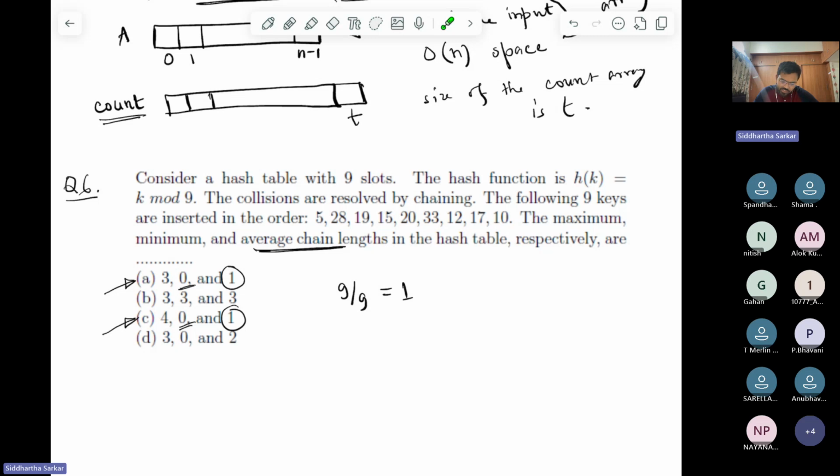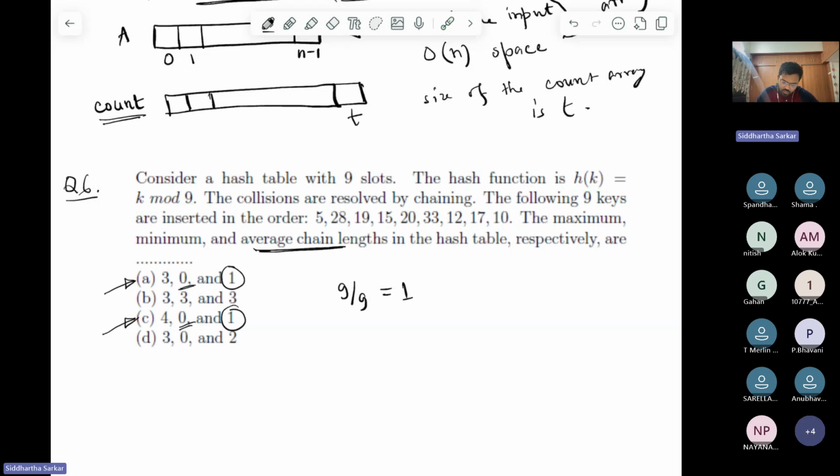So how you decide A is mapped to where is using this hash function, K mod 9. Okay. So Gahan is saying option A is correct. So he's saying that out of these keys, at most 3 keys can get mapped to the same location in the hash table. There are 9 slots in the hash table, and the hash function is K mod 9.